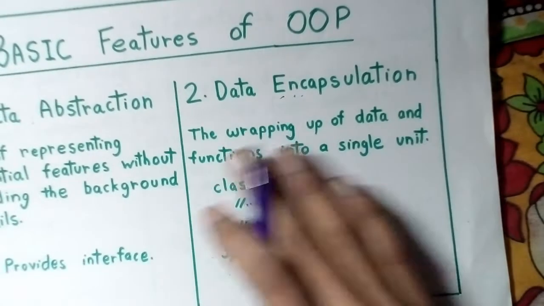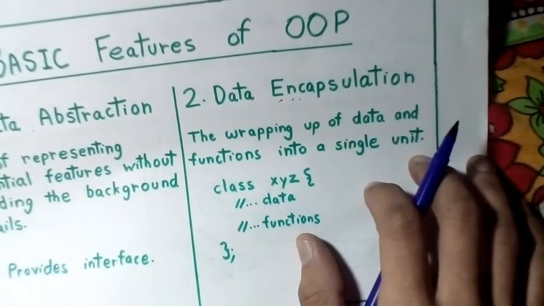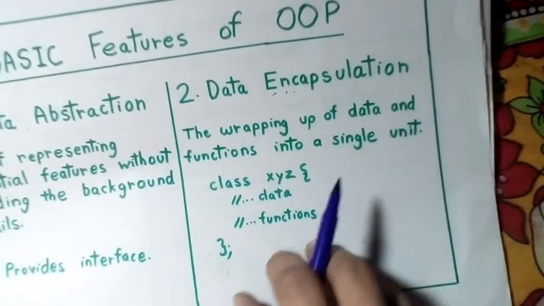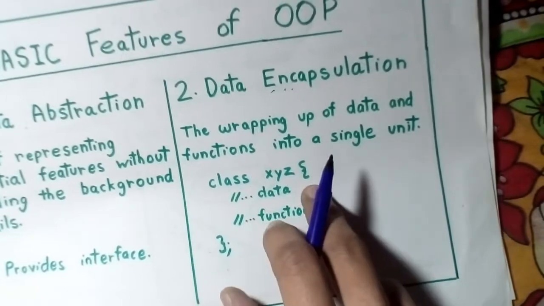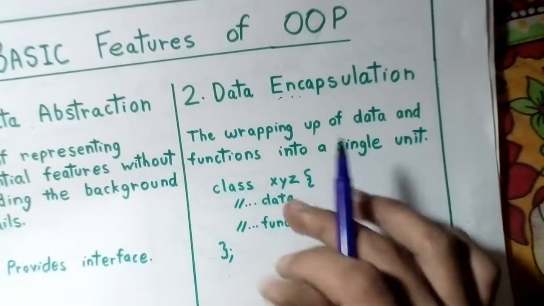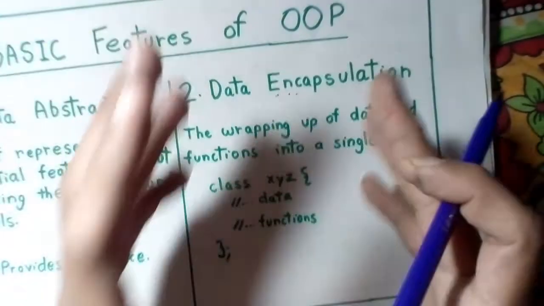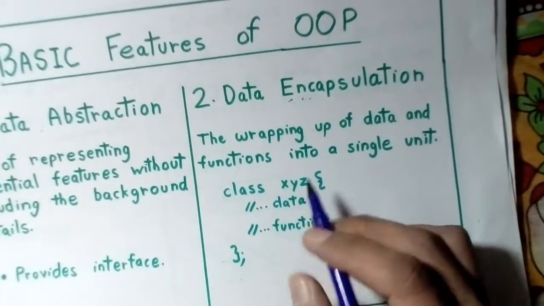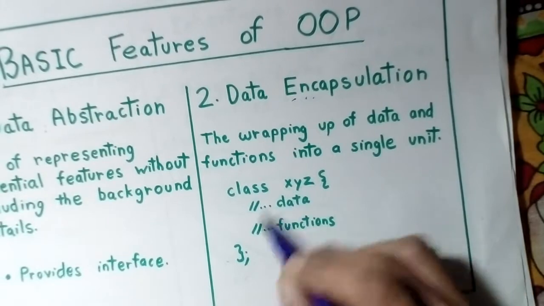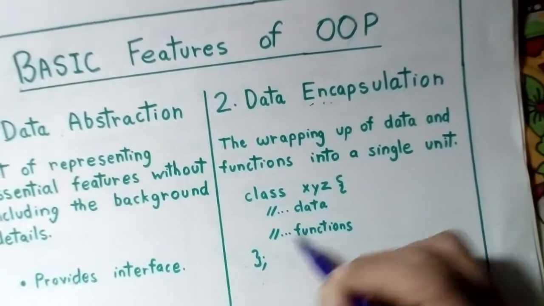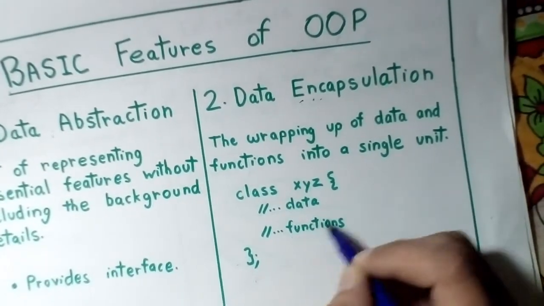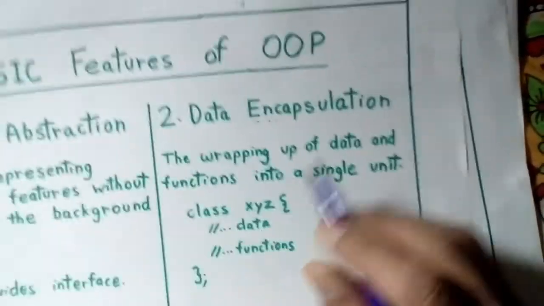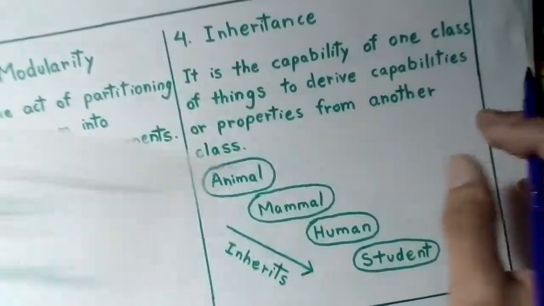Data encapsulation means the wrapping up of data and functions into a single unit. This is simple, and this definition is also correct. Class XYZ, okay, this class is encapsulating, which is bringing together the data and functions into one unit. This class is a single unit, and the data and functions have been wrapped inside this single unit. So if we want to use any data or function, we have to use it through this class, through the object of this class. Okay. Then the third one is modularity.